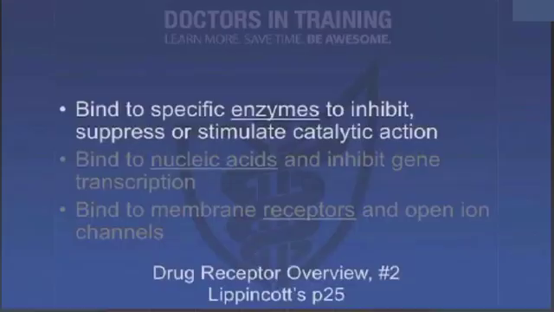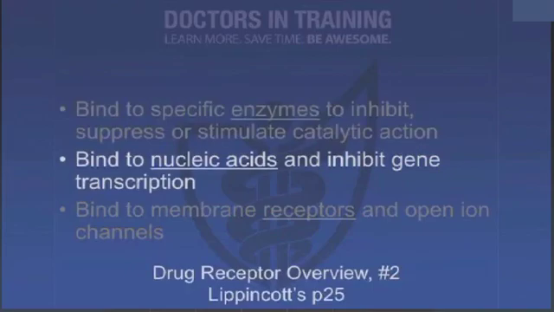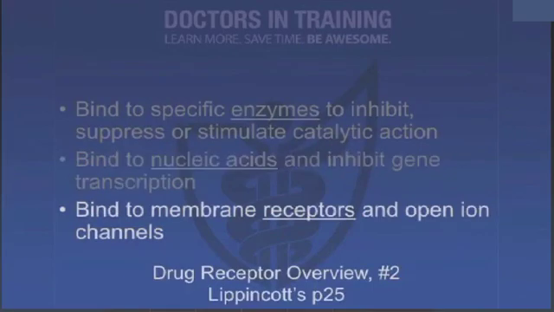The drug effects come about in various different ways. Sometimes drugs can bind to specific enzymes and inhibit, suppress, or stimulate their catalytic action. Sometimes drugs can bind to nucleic acids and inhibit gene transcription. Sometimes drugs can bind to receptors on the membrane and open an ion channel. In all of these cases, it's the drug receptor complex, the joining together of the two, that leads to some type of biological response.